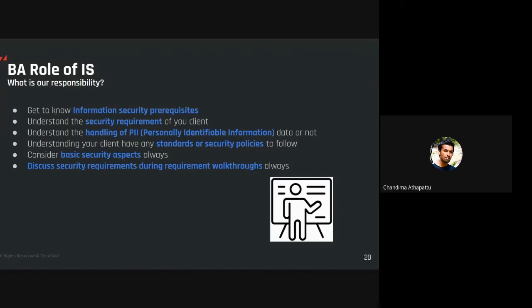And when you are writing requirements, always consider basic security aspects. Don't deny those. Basic security aspects should always be there. And ultimately, you should discuss your security requirements like your functional requirements throughout your project with internal stakeholders. In that way, your requirements are communicated clearly to your fellow colleagues, right? So as a business analyst, by doing this, you are responsible and you are playing your role from the secure SDLC side, right?